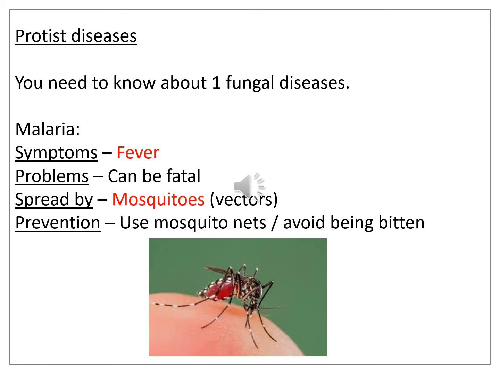To prevent people from getting malaria, the most common prevention method is using a mosquito net, or methods to avoid being bitten. So these could be using things like insecticides to kill the mosquitoes, or preventing them from breeding by removing stagnant water.